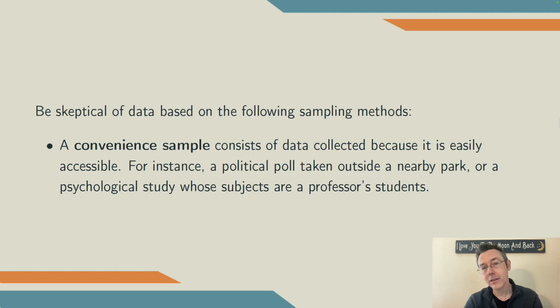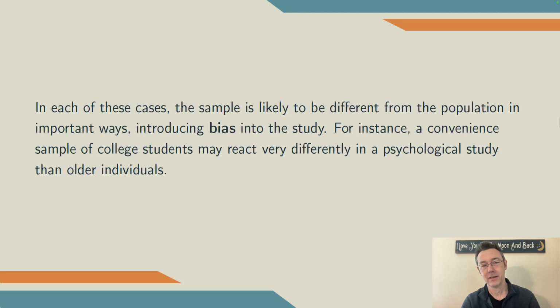And this consists of data that's collected just because it's easily accessible, like a political poll that's taken outside a nearby park, or a psychological study whose subjects are just college students at that same college. In each of those cases, the sample is likely to be different from the population in important ways. It's going to result in statistics that are different from the corresponding parameters. This is called bias in the statistical sense. For instance, a convenience sample of college students may react very differently in a psychology experiment than older individuals.